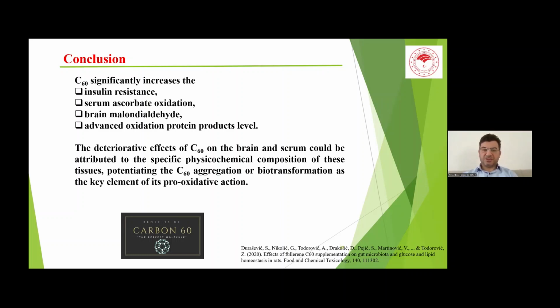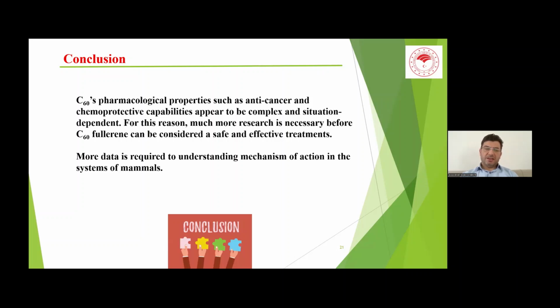The deteriorative effect of fullerene on the brain and serum could be attributed to the specific physicochemical composition of these tissues, with fullerene aggregation and biotransformation as the key element of its pro-oxidative action. Finally, fullerene's pharmacological properties such as anti-cancer and chemoprotective capacity appear to be complex and situation dependent. For this reason, much more research is necessary before fullerene can be considered a safe and effective treatment. More data is required to understand the mechanism of action in mammalian systems.